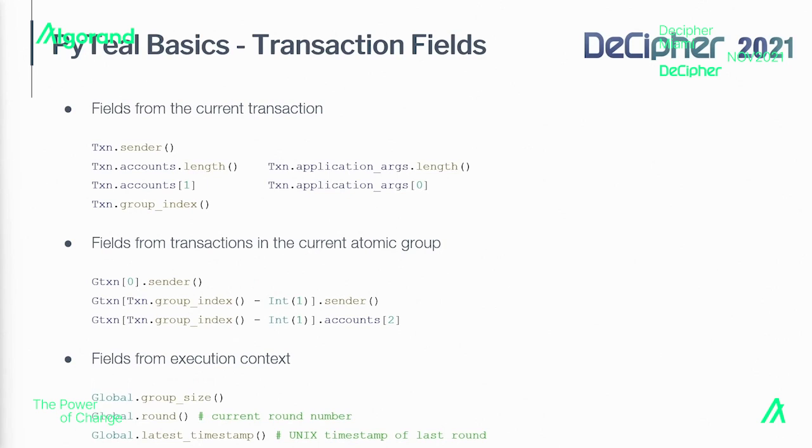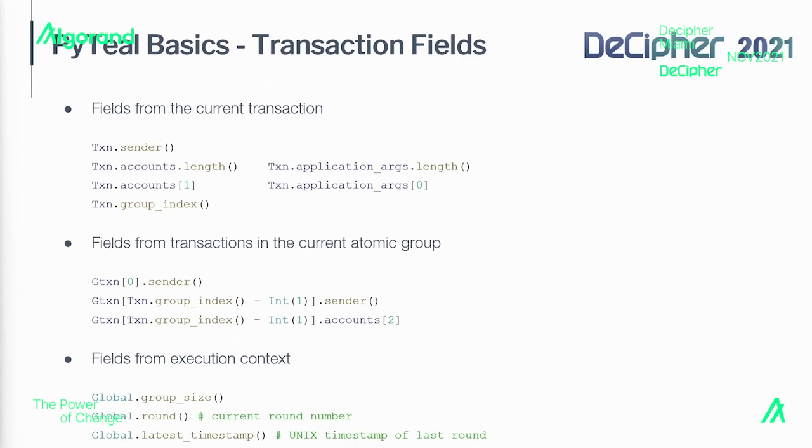So we've got here GTXN 0 will get you the sender of the first transaction in the group. You can also pass in more complicated expressions here. Like this line right here, what we're doing is we're looking up the transaction immediately before us in the group. That's what the -1 is, finding the sender there, looking at the second account that was passed in here. And you can do that for every single field that's accessible from the current transaction too.